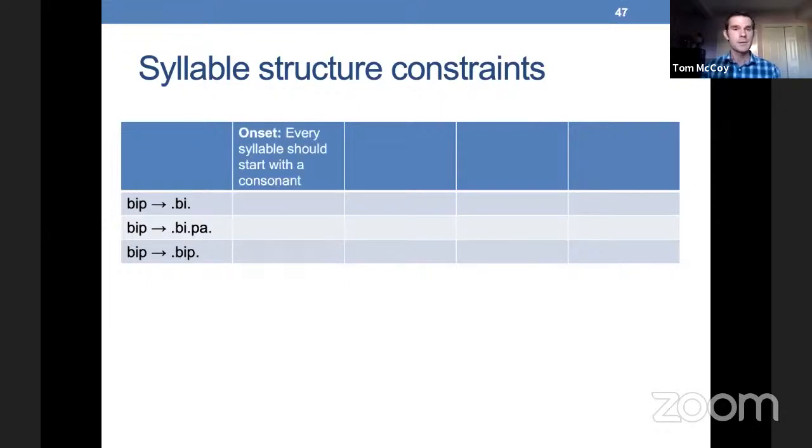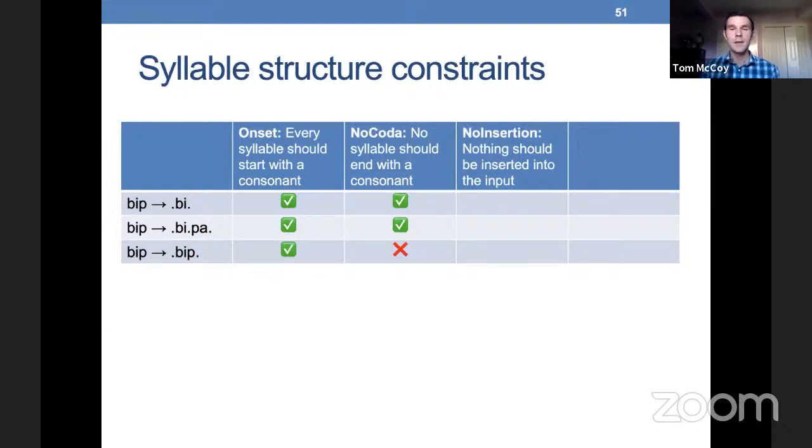The first constraint is called onset, which says that every syllable should start with a consonant. All 3 of our examples satisfy this constraint. And by the way, the constraint is called this because a syllable's onset is a consonant at the start of the syllable. The second constraint, no coda, says that no syllable should end with a consonant. It's called this because a coda is a consonant at the end of a syllable. In this case, our third example violates the constraint because its syllable ends with a consonant P. Next, no insertion says that nothing should be inserted into the input, which is violated by the second example because an A has been inserted. And no deletion says that nothing should be deleted from the input, which is violated by the first example because the P has been deleted.